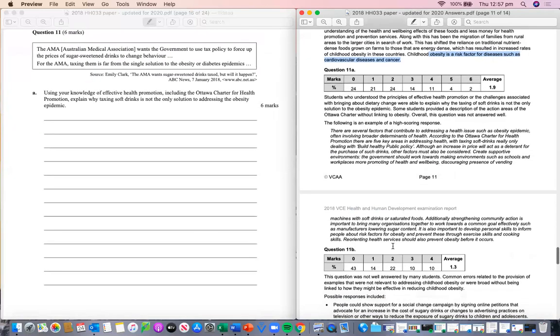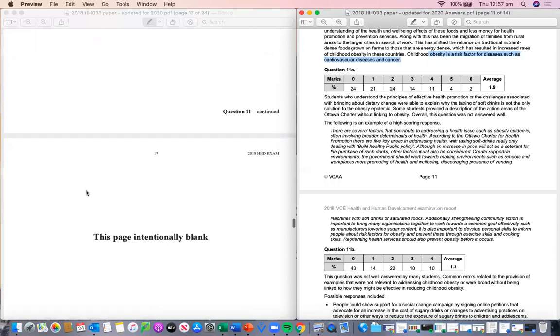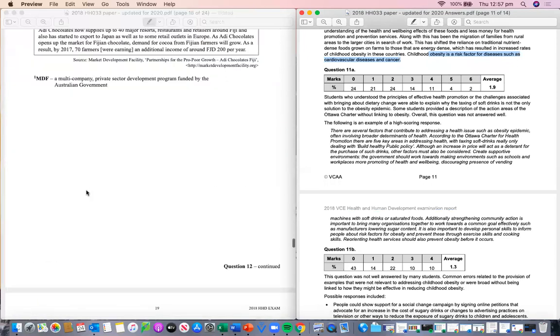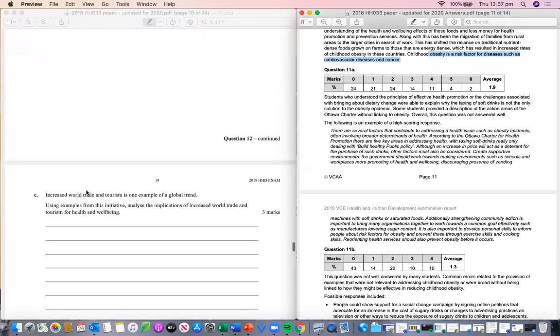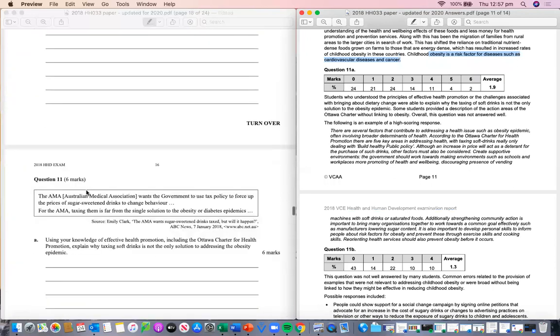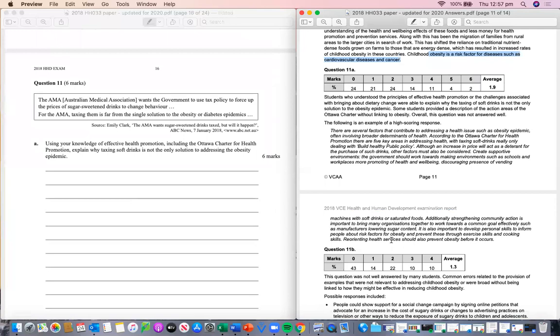Almost done. We're at question 11, and then we move to 12, and then we've got 13. That's it, so we've only got a few more areas to look at. So, question 11A. The average mark for this was 1.9 out of 6. A lot of people fell between the 0 and 3 mark, which is sort of the reason for it. Only 2 people achieved 4 marks.